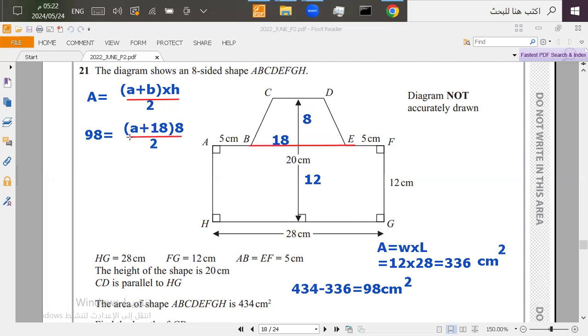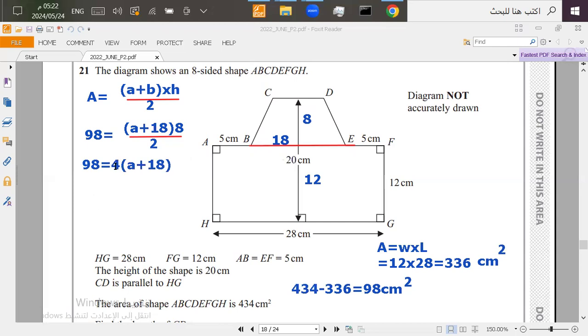Here we have the formula done. I can divide the 8 by the 2, and it's going to be 4. So 98 equals A plus 18 multiplied by 4. As I said, I'm going to divide the 8 by the 2, and it's 4.